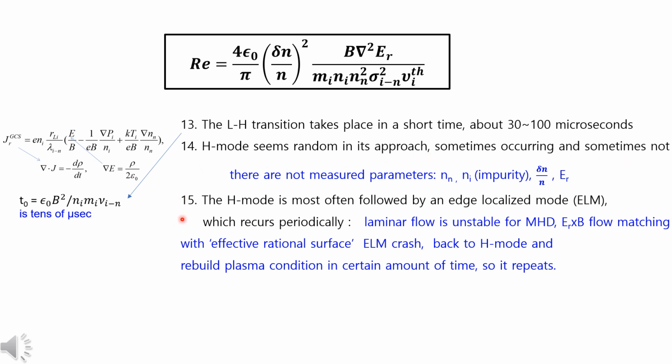Number 15: the H mode is most often followed by an edge localized mode, which recurs periodically. The mechanism of ELM is a serious research subject to be discussed separately, but briefly, the laminar region of H mode is more vulnerable to MHD instabilities, especially when E cross B flow matches an effective rational surface. Then the ELM crashes, then it goes back to H mode to rebuild the condition, including the radial electric field, which takes a certain amount of time, and repeats.